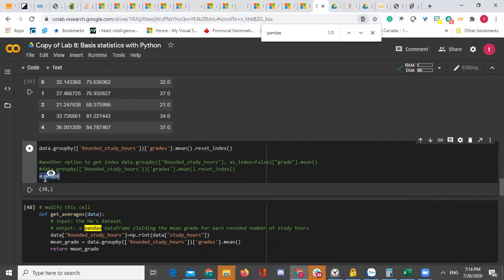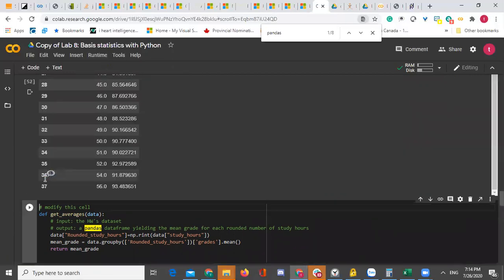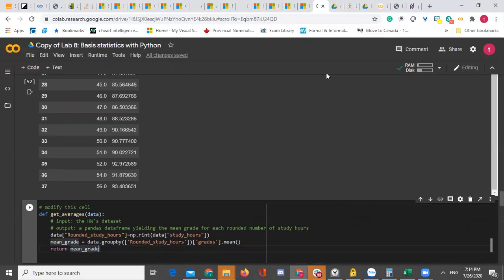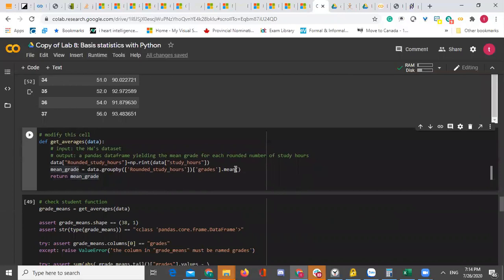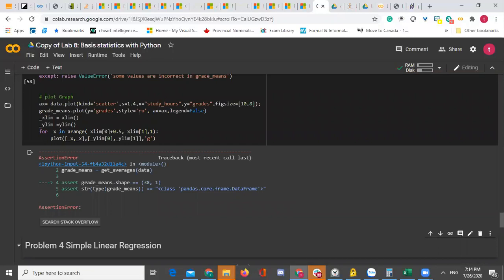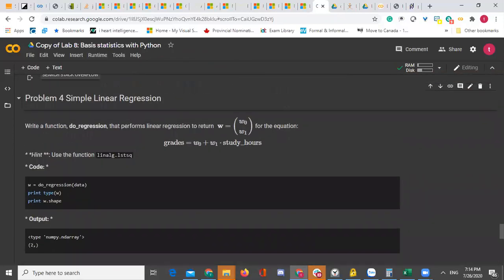Is this problem over? Pardon? Is this problem over? Sorry, what did you say? This problem, is it the end of this problem or does this remain? No, there's more. So reset index. Okay, whatever. So we have another one. Write a function to. Okay, go up.